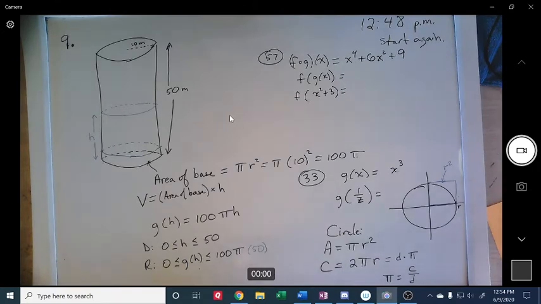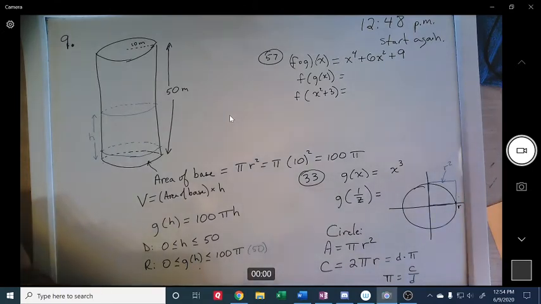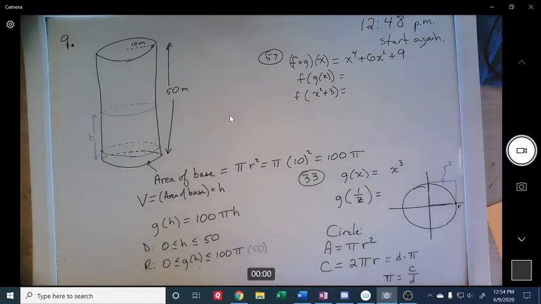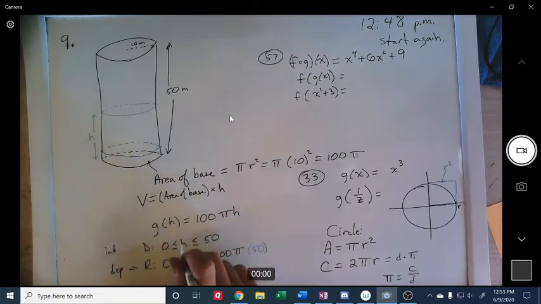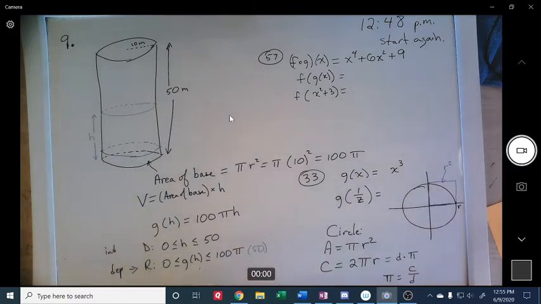Okay, are there any questions on number 9? Or is that clear? It asks for independent and dependent variables. The input is always the independent variable, and the dependent variable is always the output. So the independent variable is the h, and the dependent variable is what the range is about, and that's always the output, or the g of h. Thanks for clarifying that.